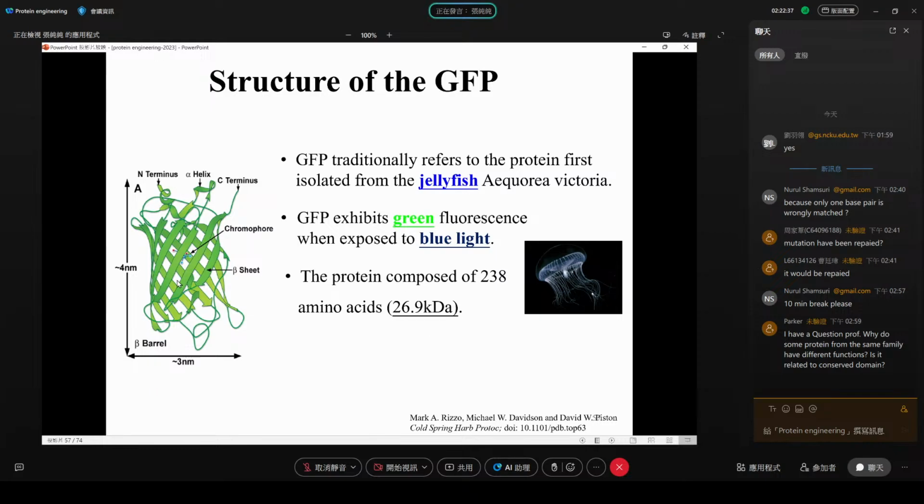But the good news is that this protein is pretty small. You can tag this protein to almost all different parts of a protein because it's around 25 to 28 kilodaltons, 238 amino acids. Very easy to handle. And its 3D structure is very clear: 11 strands of beta barrel form a three-dimensional structure, like a beer barrel.